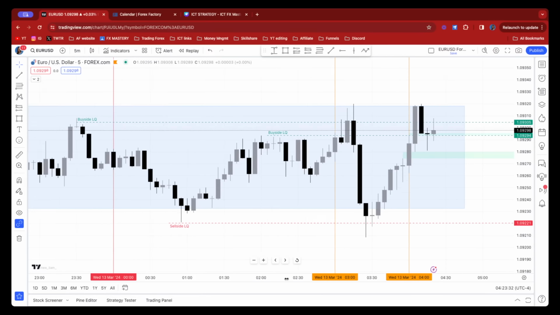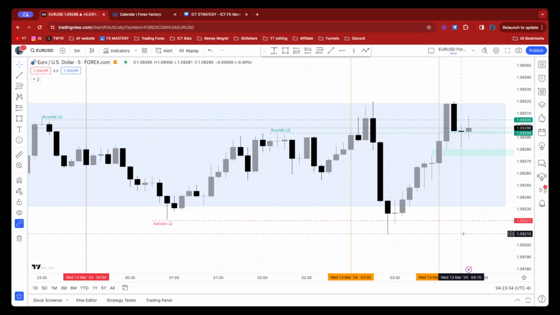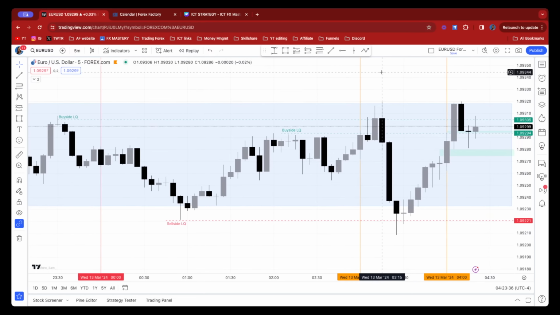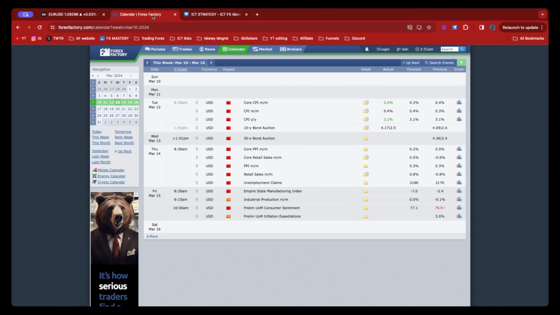I want to show you a very special case of ICT Silver Bullet and talk about it with you for a moment. So today is the 13th of March 2024. I was just observing the price movements between 3 a.m. and 4 a.m. New York local time, which is morning for me here in Switzerland. So I want to show you this.